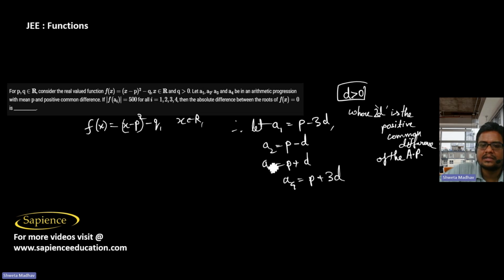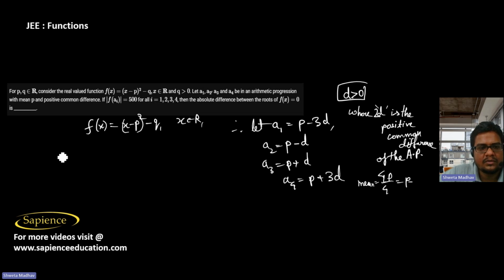If we take their mean, that is, if we add them, the d will get cancelled and it will be 4p by 4, so that will be p. So the mean of them is p only.